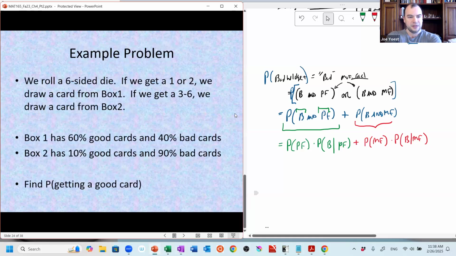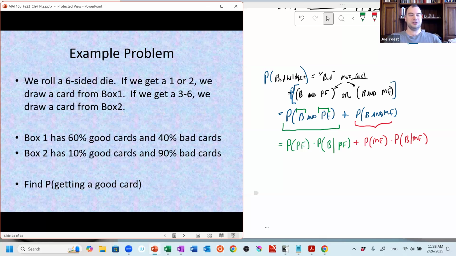Okay, let's look at this example problem. Suppose that we're playing kind of the world's most boring game show. The way this game show works is we roll a six-sided die. If we get a one or two from the roll, we go over to box one and we draw a card from there. If we get a 3 through 6, we draw a card from box two.